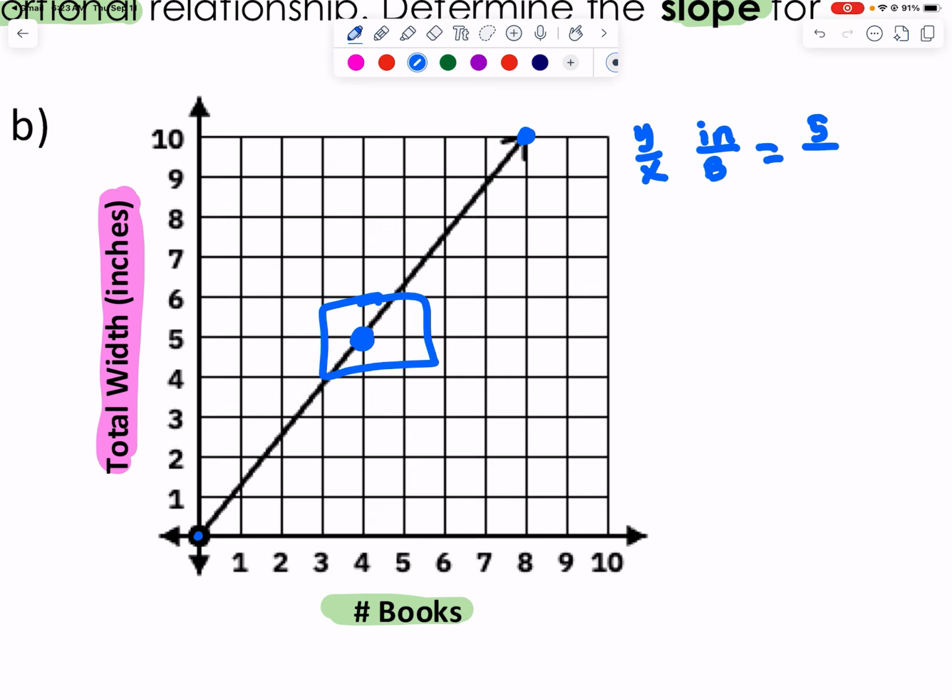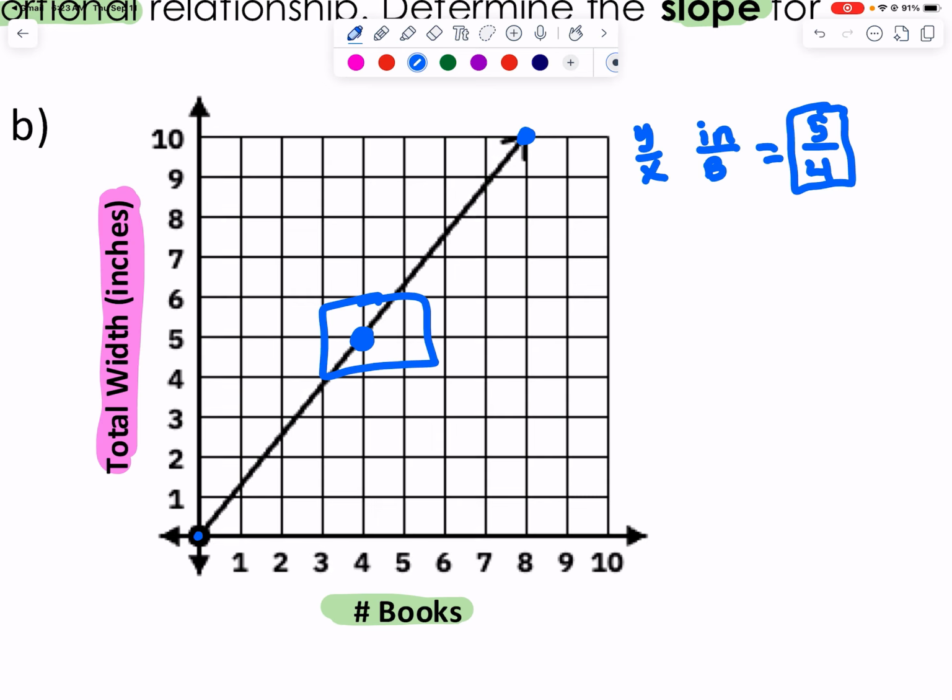And the x value there is 4, 5/4. And then I'm going to write that as a decimal so I can express it as a unit rate. So I'm going to box this in because this is the slope of the line, 5/4. But I want to express this as a unit rate also.